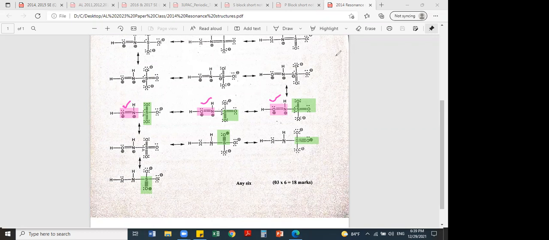Now, in order to draw all these 22 structures with dots, I don't think they will ever ask it, because it will take nearly half an hour to draw all these 22. They will never ask you to draw more than a maximum of 5 or 6. Maximum possible 7, mostly 6. Even though there are more resonance structures than that, they will never ask you to draw them all.